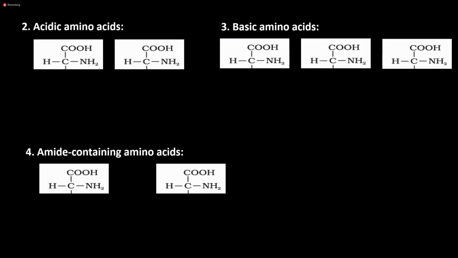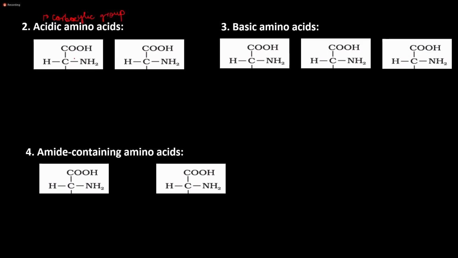Now the second type is acidic amino acids. It means that they have an acidic group, or you can say a carboxylic group, right? So yes, they have a carboxylic group.